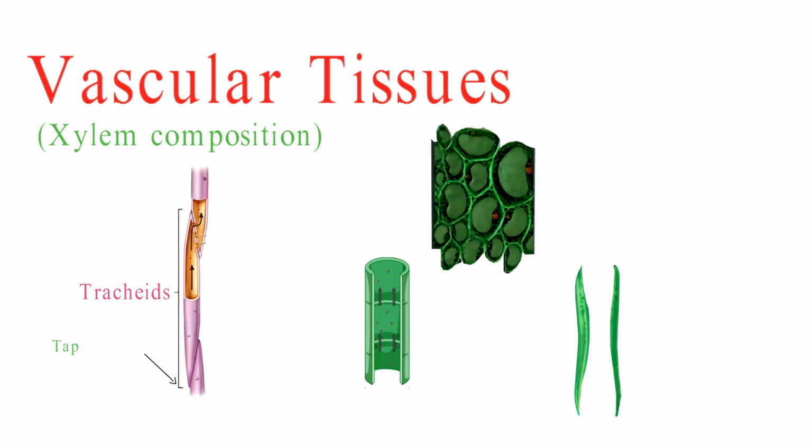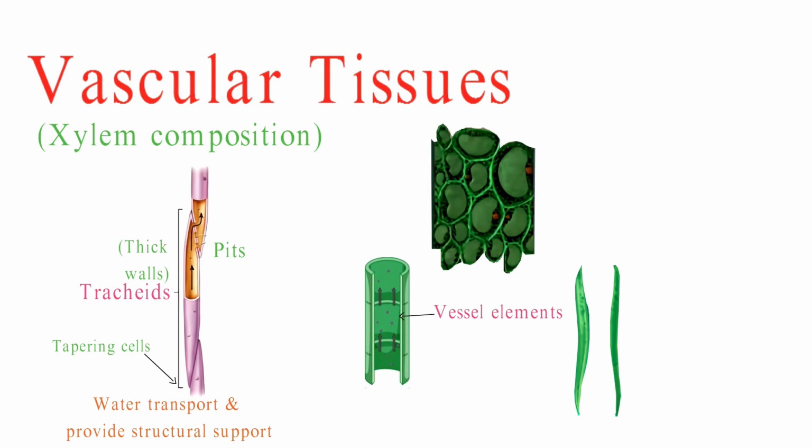Tracheids are long, tapering cells that make up a significant portion of the xylem in most vascular plants. They have thick walls and small, overlapping pits. These cells are highly specialized for water transport and provide structural support to the plant. Vessel elements, on the other hand, are wider and shorter cells with perforated end walls. These perforations, called vessel perforation plates, allow for more efficient water flow between cells. Vessel elements are characteristic of angiosperms, or flowering plants.